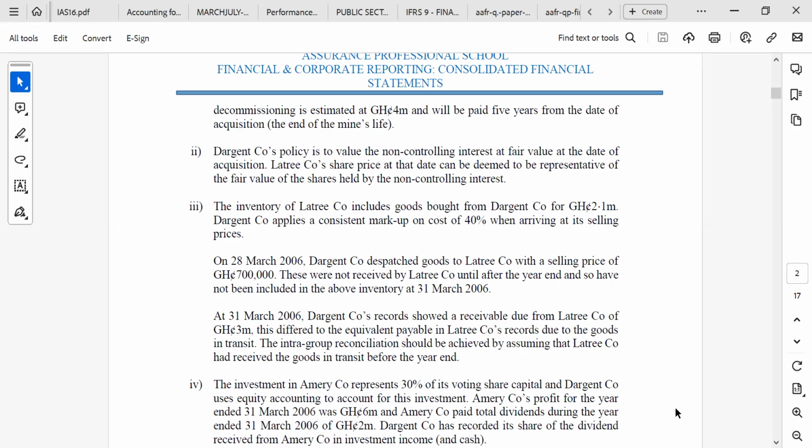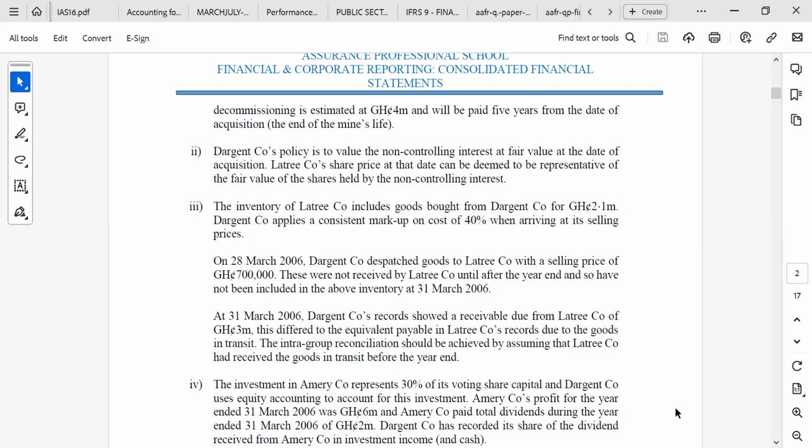Okay. On 28 March 2006, Targent Co dispatched goods to Latrico with a selling price of what? 700,000. These were not received by Latrico until after the year end, and so have not been included in the above inventory at 31 March. So this is goods in transit. The goods have been dispatched. It was 2 days to the end of the year. So maybe the goods were not able to reach there.